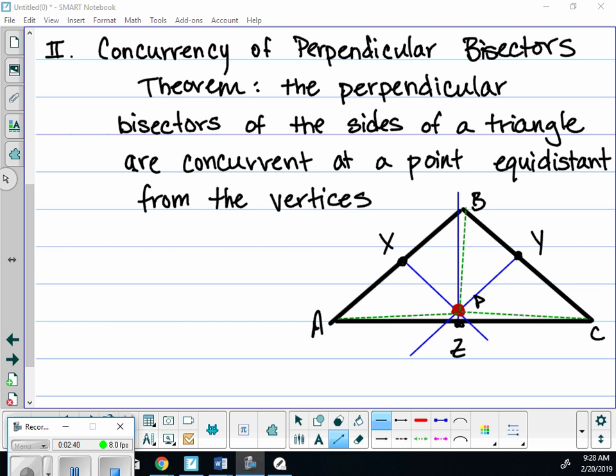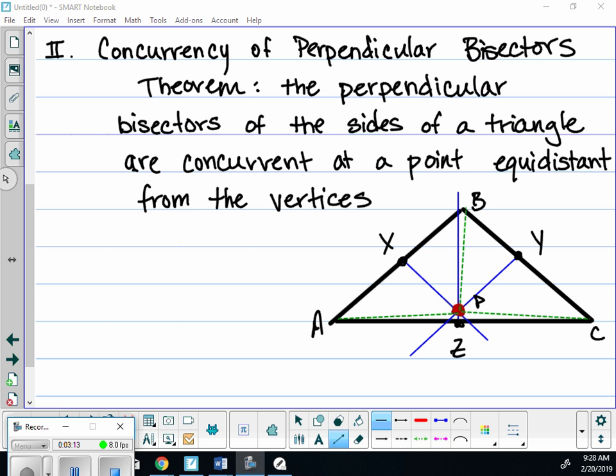The concurrency of perpendicular bisectors theorem says the perpendicular bisectors of the sides of a triangle are concurrent at a point, which we looked at yesterday. They all meet in one point. One of the special things about that point, where they all meet, is that that point is going to be equidistant from the vertices. What does equidistant mean? Same distance, right? Equal distance.